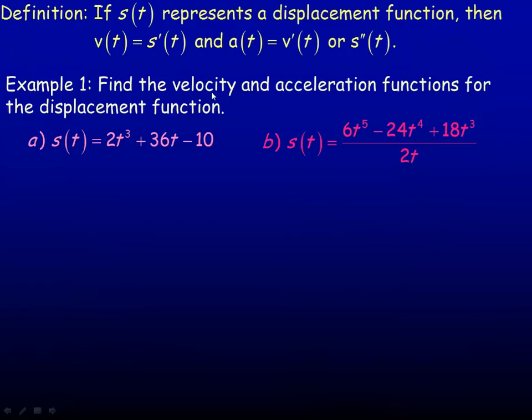Now, if S of t represents a displacement function, then velocity is defined to be the rate that displacement changes, the derivative of S of t, and acceleration is the rate that velocity changes. So a is v prime, or v prime would be the same as s double prime. The double prime means that we have differentiated displacement twice to get acceleration. So differentiate displacement once to get velocity, differentiate it again to get acceleration.